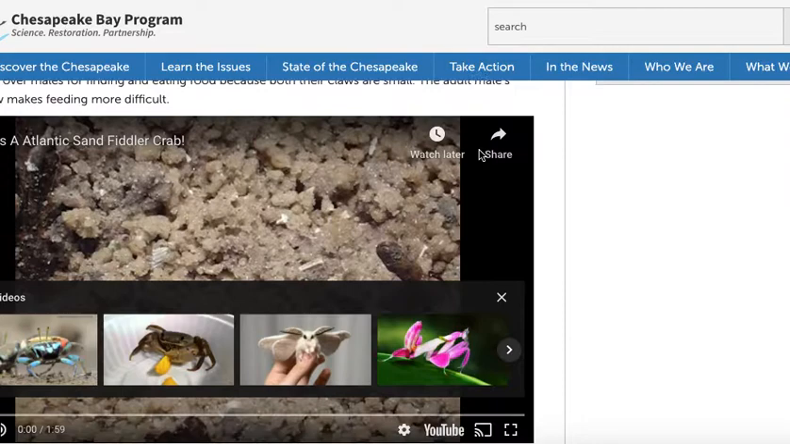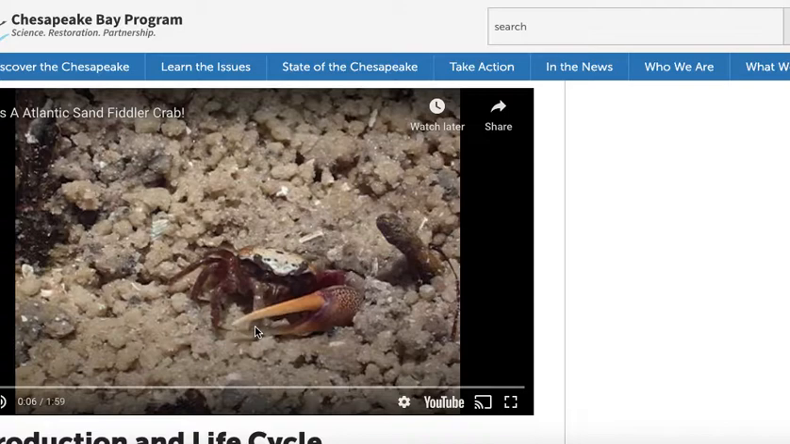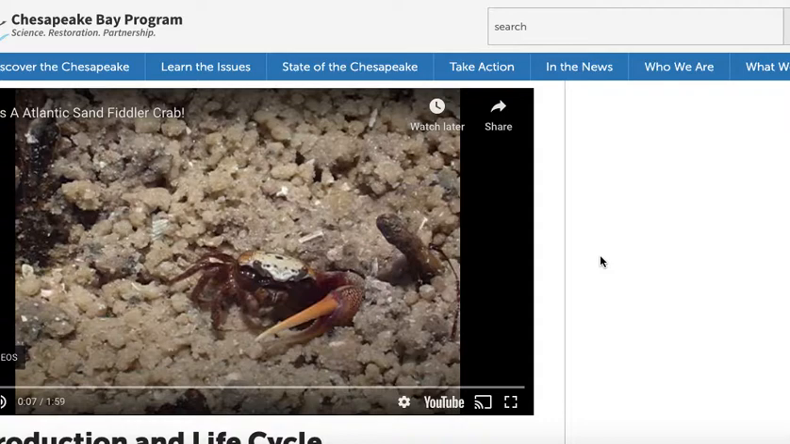So I wanted to show you a picture. One of my favorites is the fiddler crab. So the fiddler crab has this massive claw, and the males will actually show off this claw, and they'll grow it sometimes bigger than the whole rest of their body.